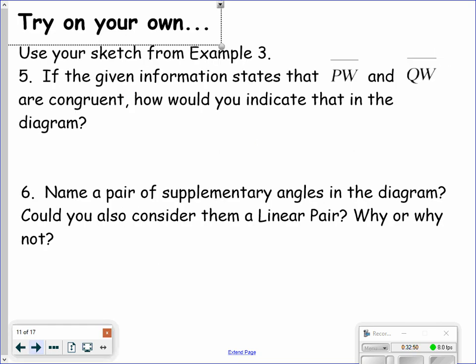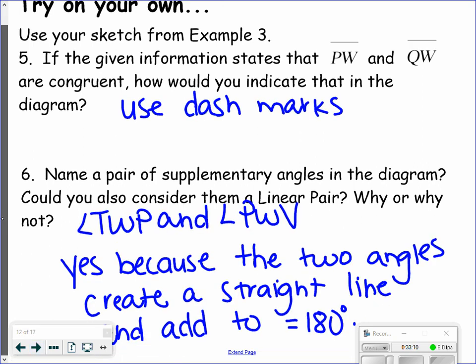Now, in the diagram that you just made, if the given information states that PW and QW are congruent, how would you show that in the picture? How did we show that TW and VW were congruent? And then go ahead and answer number 6. Okay, you got to use dash marks.